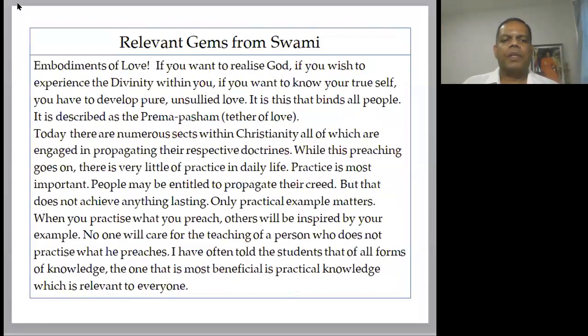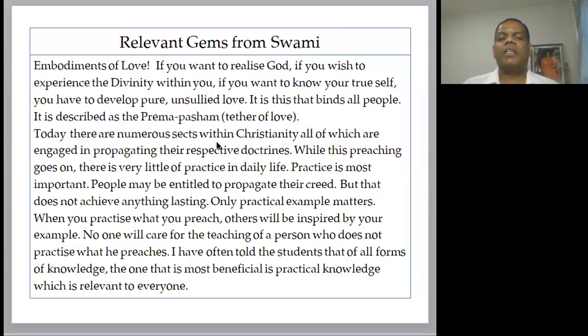The embodiments of love. If you want to realize God, if you wish to experience divinity within you, if you want to know your true self, you have to develop pure, unsullied love. It is this that binds all people. It is described as the prema pasham, the tether of love.